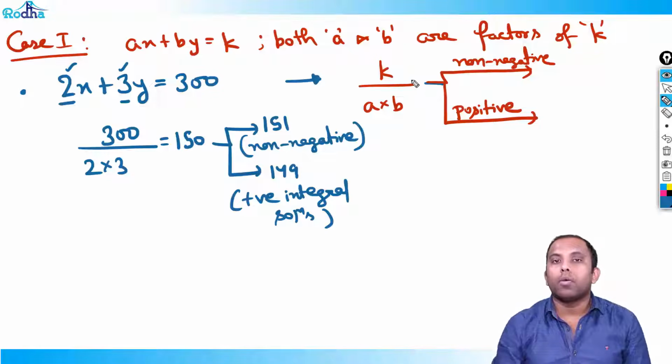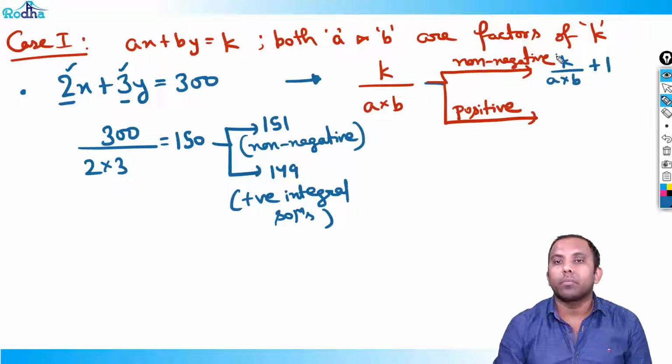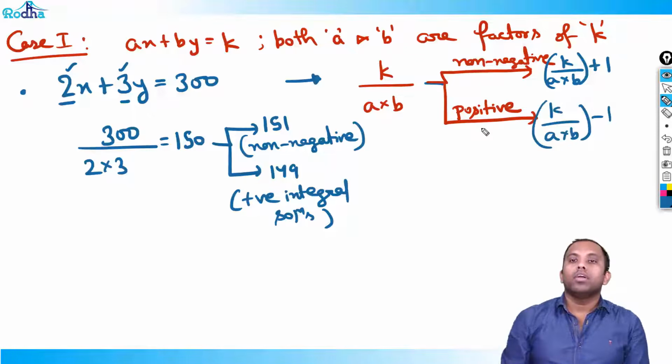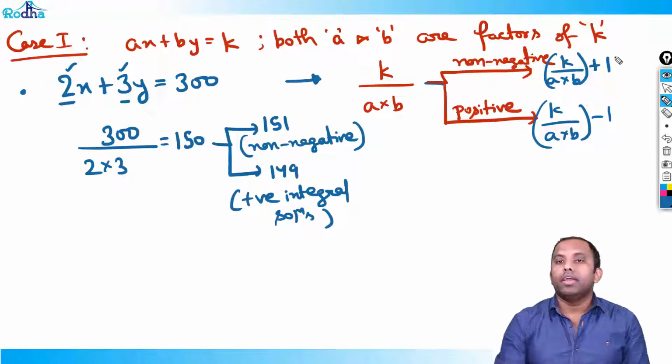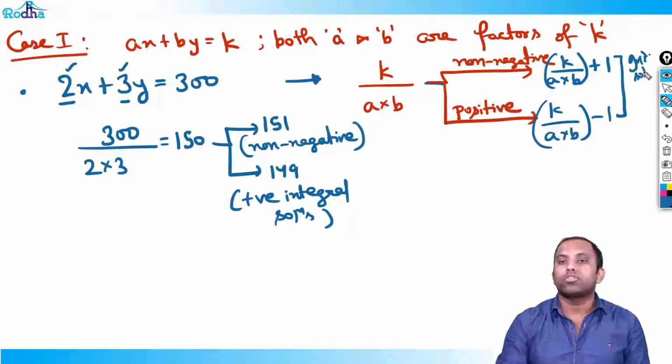Here, k upon a into b. So we can write this value: non-negative means k upon a into b plus 1, and positive means k upon a into b minus 1. These many integral solutions it will have. Quite understandable, right?